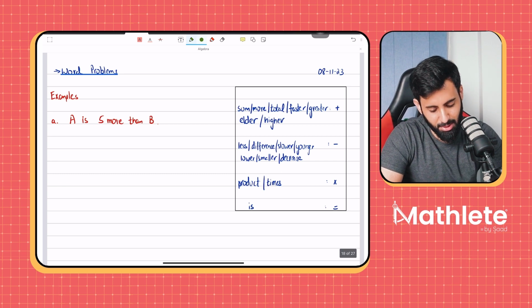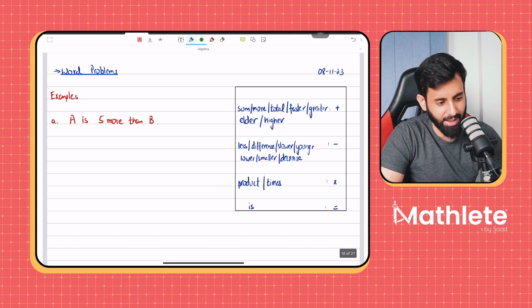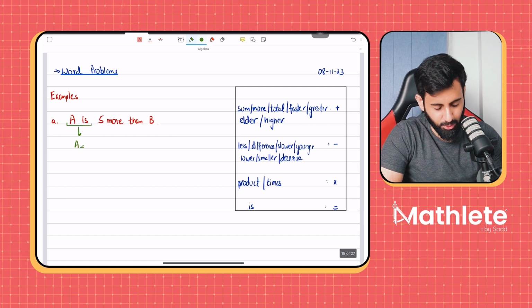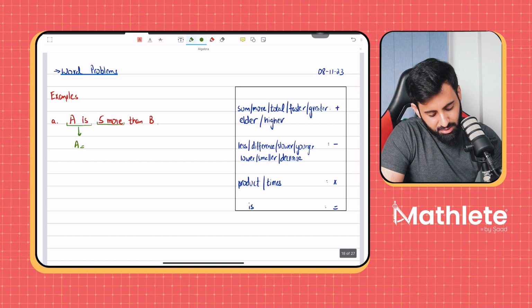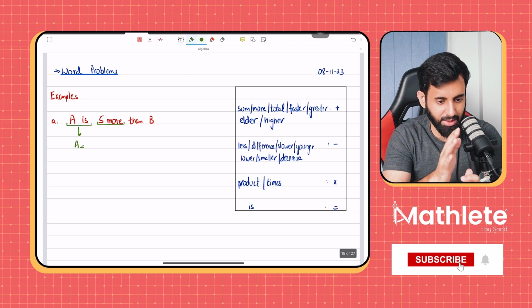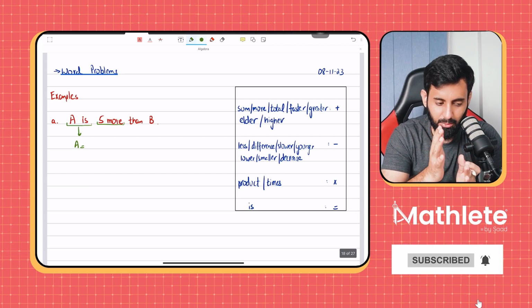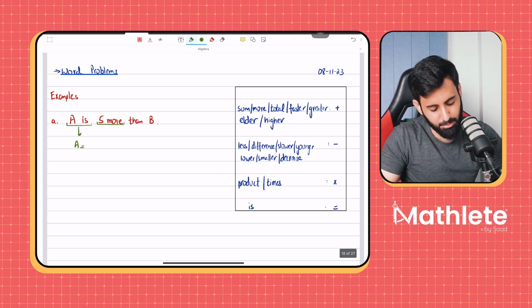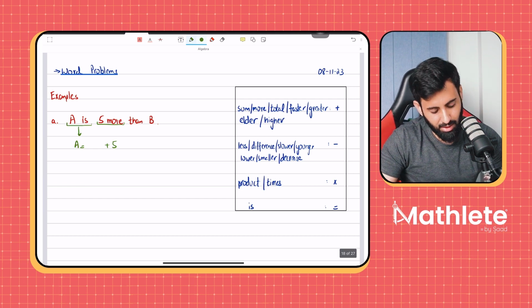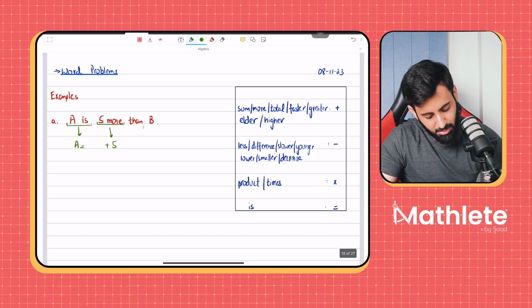Now, how exactly are we going to go about it? Pay close attention. A is, okay? What does this mean? A is means A equals 5 more. Now, 5 more means that whatever it is, there will be a plus 5 right after. So A is 5 more than something, so there's going to be a plus 5. Now, what exactly is A 5 more than? A is 5 more than B, so that means A equals B plus 5.